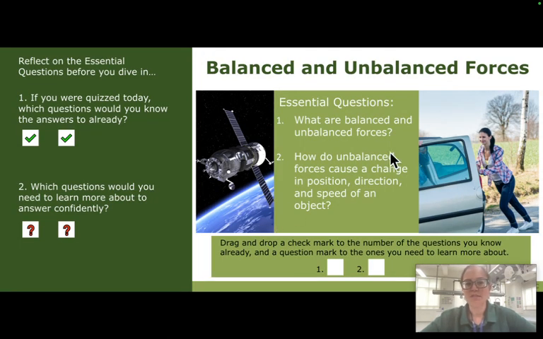Okay, so just to start, our essential questions are: what are balanced and unbalanced forces? And how do unbalanced forces cause a change in position, direction, and speed of an object? I'm not going to worry about having you guys mark your answers because you can't do that, but just keep those questions in mind.